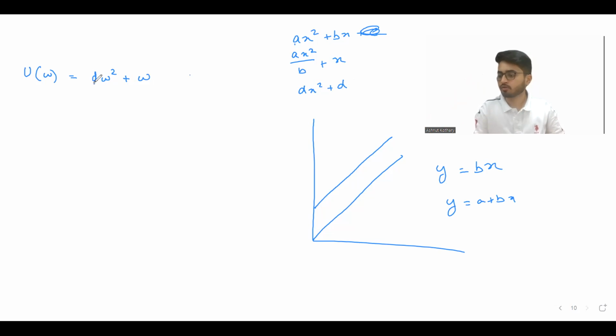Whether you write d or a by b, it will make no difference when comparing two different things. So this is my general form. It just ensures that we have one unknown over here, which is d. This is the standard way of writing a quadratic utility function.